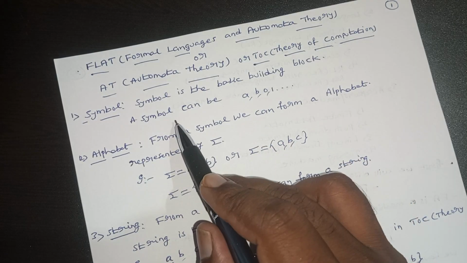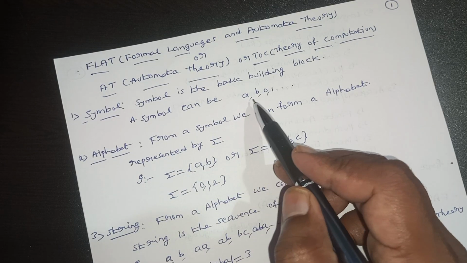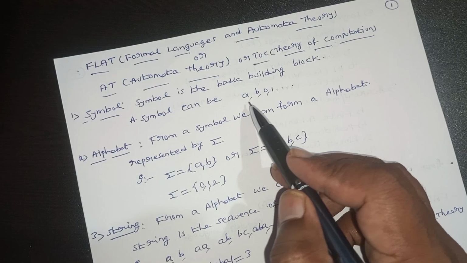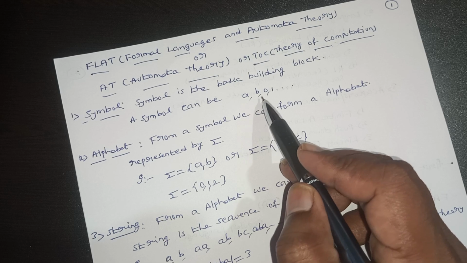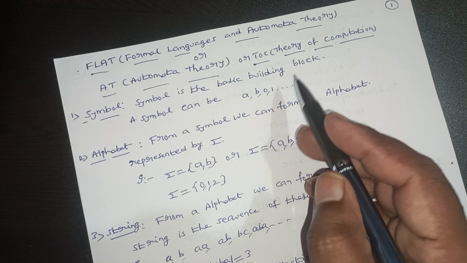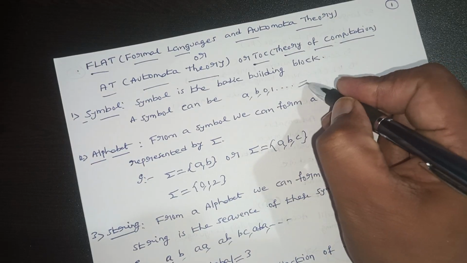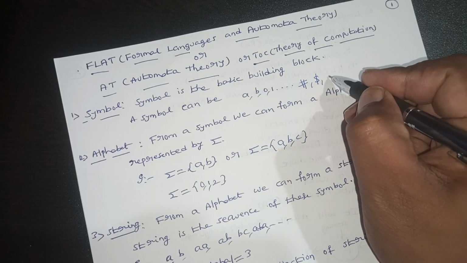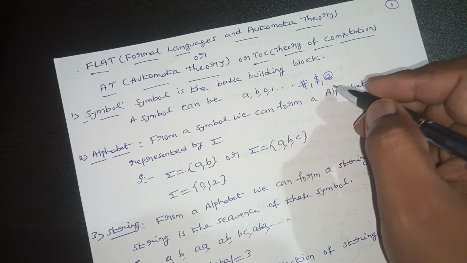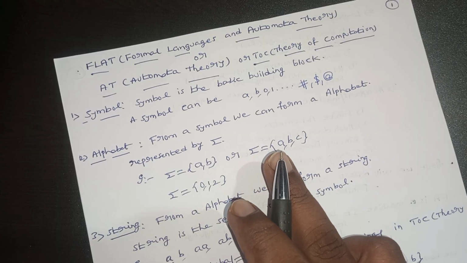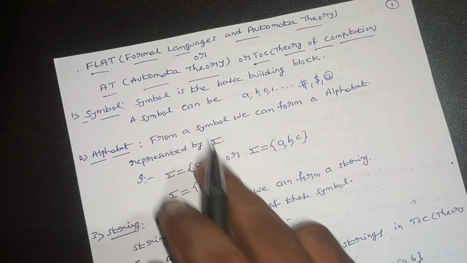A symbol may be small a, small b, small c, small d, up to small z, capital A to capital Z, 0 to 9. You may take hash, you may take dollar, you may take at the rate. These are also symbols. You may use those also as symbols. That is called a symbol.